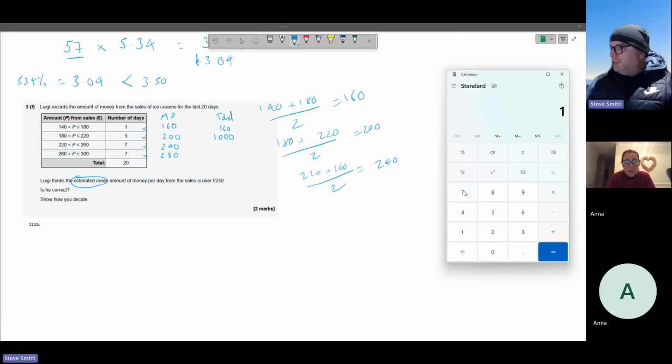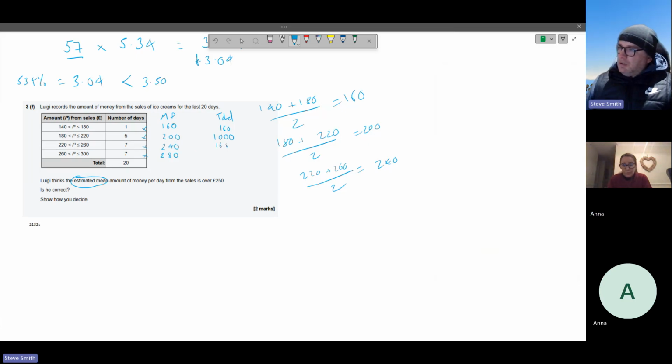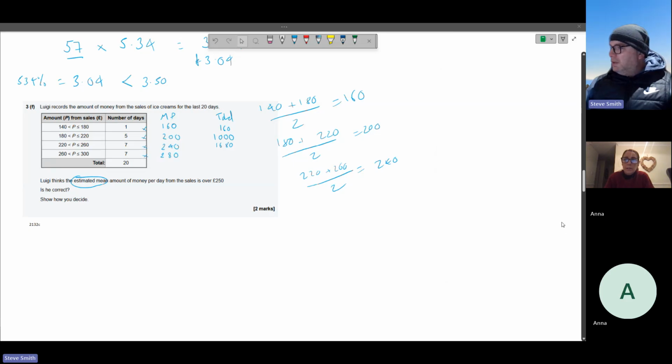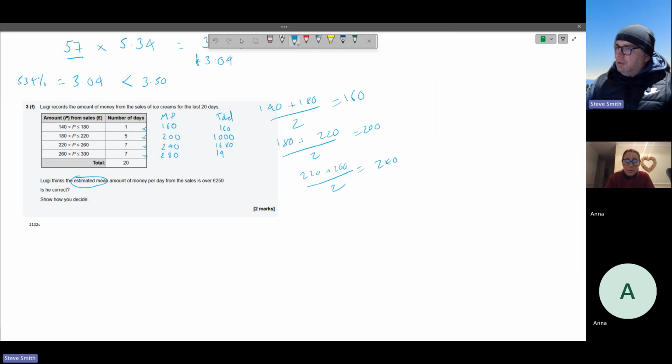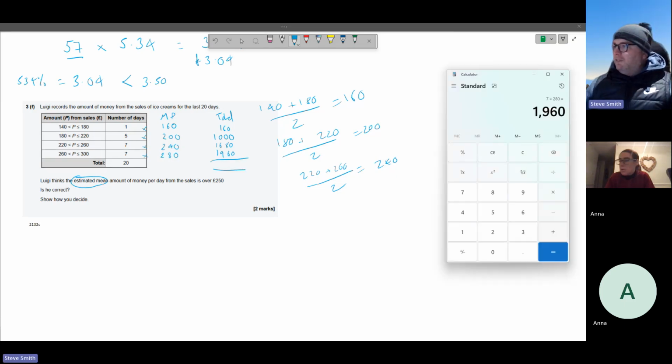7 times 240, that's more tricky, isn't it? Right, so 7 times 240 equals 1,680. And then 7 times 280 is 1,960. Okay, so we know that's how much money you made in the last 20 days. So we add all this up and we divide it by 20 to find out how much money you made on average each day.